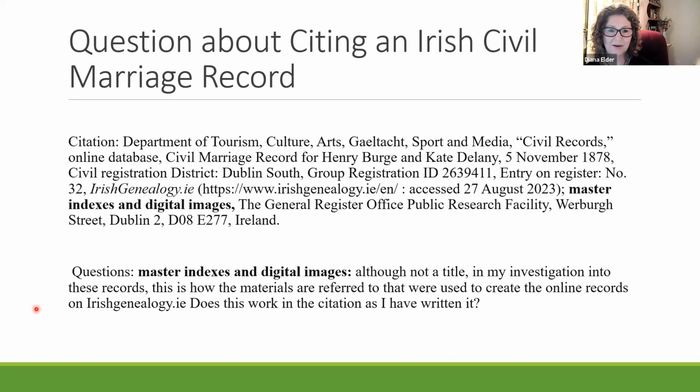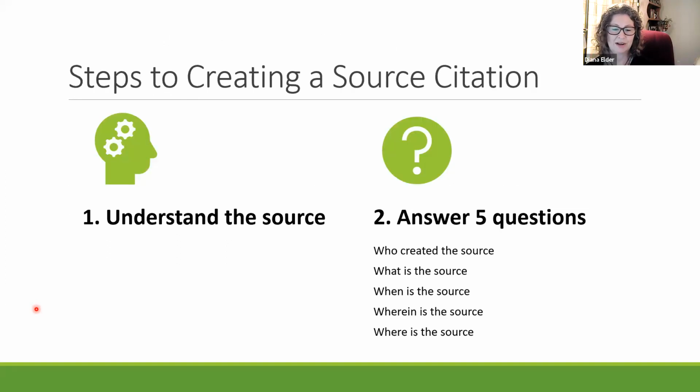Okay. So I thought it would be really instructive for us to look at a few things that this researcher also did that I thought was really amazing. So first of all, let's just review the steps for creating a source citation. So first we have to thoroughly understand the source, which is a step we may skip over. And it's easy to do that. And we're going to look at how we can understand better this Irish civil record. And then we answer the 5 questions. And of course, understanding the source will help us better answer the questions.